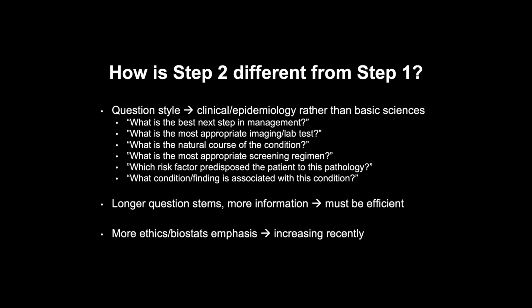Then I read the rest of the question and garner any pertinent positives and negatives, and I form what I think is the diagnosis. Then I answer whatever the question wants me to do, whether that's next best step in imaging, natural course, predisposition, risk factors, screening, things like that. And again, there's more fluff, and it just keeps going up. Step three will also have a lot of this fluff with the ethics and biostats.